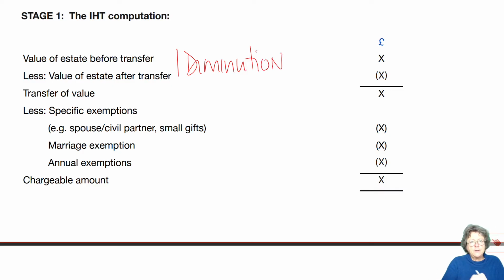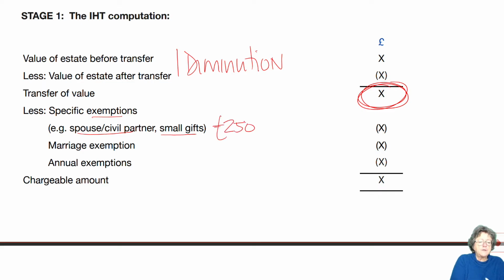Sometimes you're going to have to do that. It's unlikely. You will probably be given a list of these transfers. Then you remove any specific exemptions. Small gift, £250. Husbands to wives, civil partners, exempt.